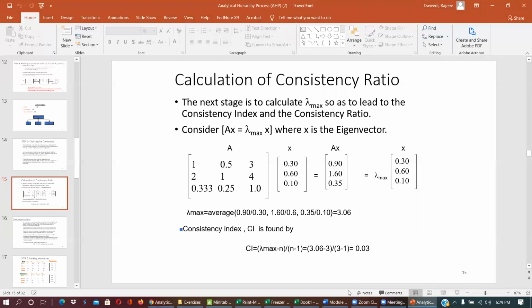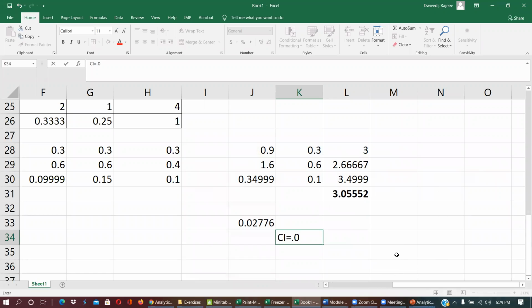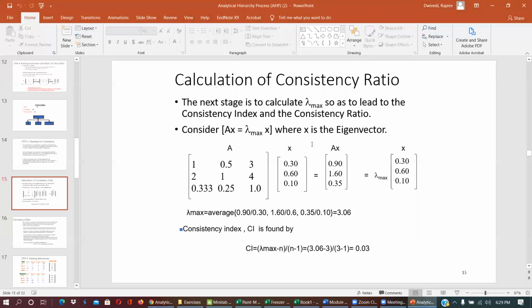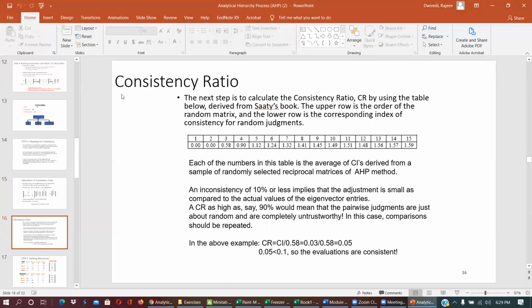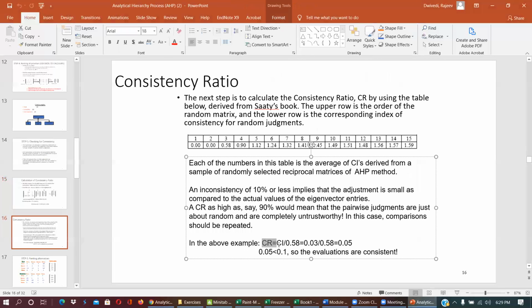So the consistency index is 0.03. Now we are going to check the consistency ratio. The consistency ratio is based on this Saaty scale. The consistency index is divided by the corresponding index of the consistency of random judgment.